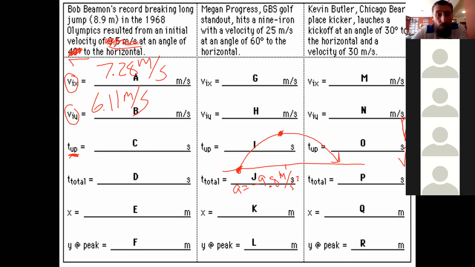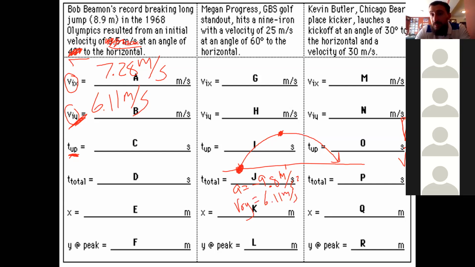Okay. What do I know in the Y direction at the starting point? Anybody have any ideas? No ideas? What happens right here in the Y direction? What did we just find? What did I ask you to find before? Initial velocity, good. So my initial velocity in the Y is equal to 6.11 meters per second.